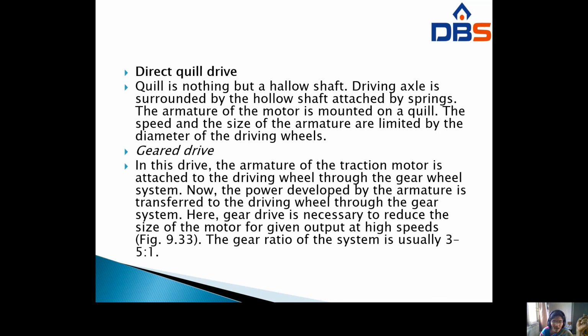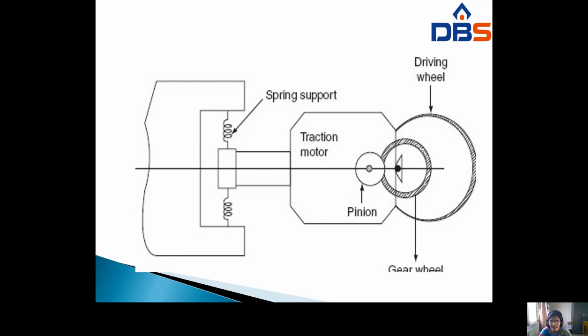Now the power developed by the armature is transferred to the driving wheel through the gear system. Here gear drive is necessary to reduce the size of the motor for the given output at high speeds, and the gear drive is necessary to reduce the speed. The gear ratio of the system is usually 3:1 or 5:1. This is the gear, this is the geared wheel.